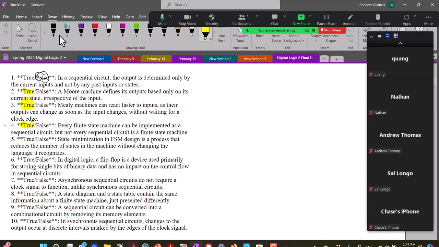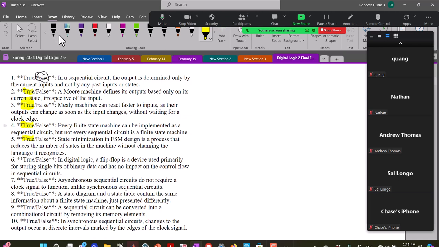State minimization in a finite state machine design is a process that reduces the number of states in the machine without changing the language it recognizes. You could change that to without changing its function, without changing the basic idea of the inputs and outputs. Is that one true or false? True. Yeah, that one's true.